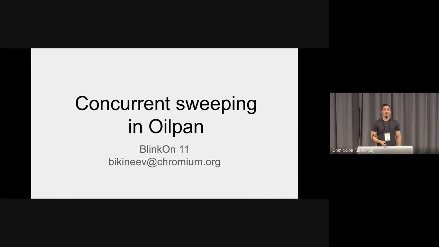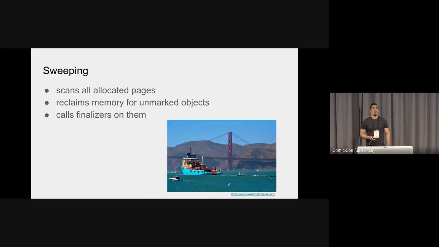So yeah, Oilpan is Blink GC, and the optimization is concurrent sweeping. So for background, sweeping is a GC phase which scans all allocated pages. It reclaims memory occupied by dead objects, and because it's a C++ GC, it also calls finalizers on those objects. And this is a picture of an ocean garbage collector, which I think of like a sweeper because it does actually the same work. It goes over a huge area and collects garbage on it.